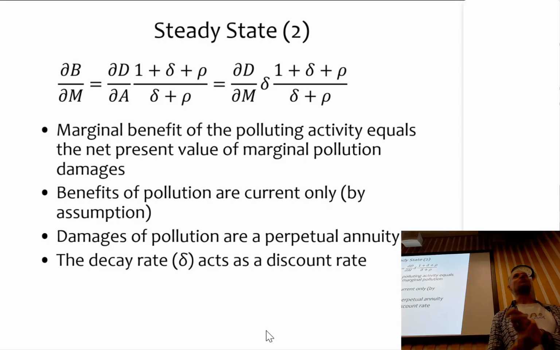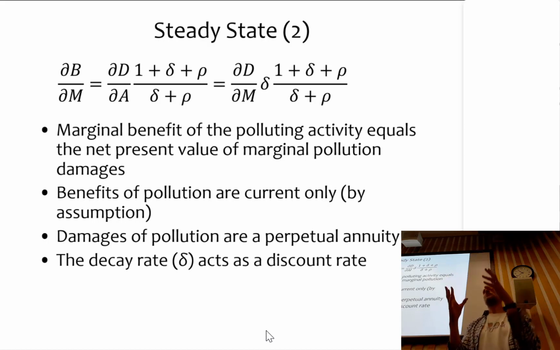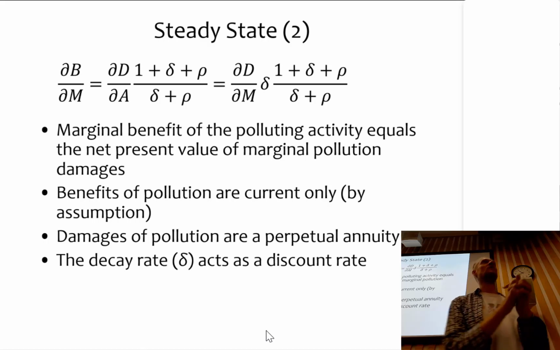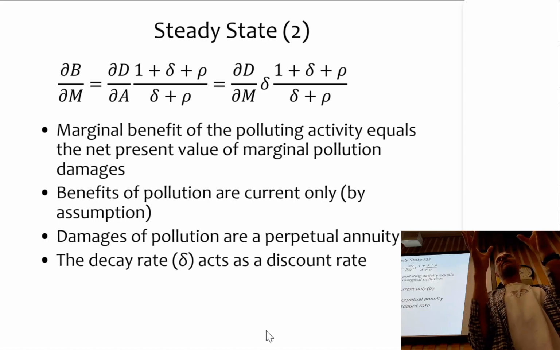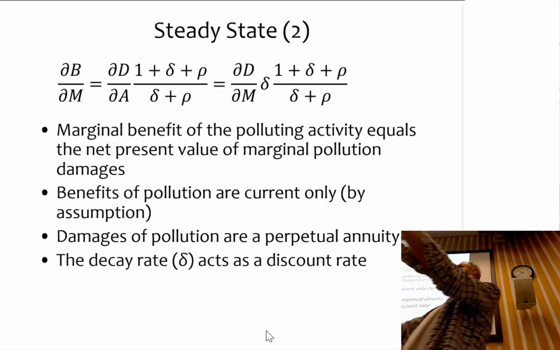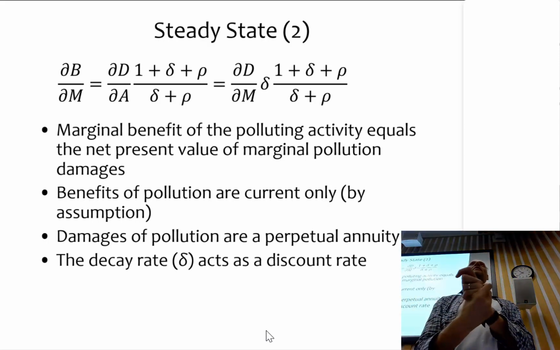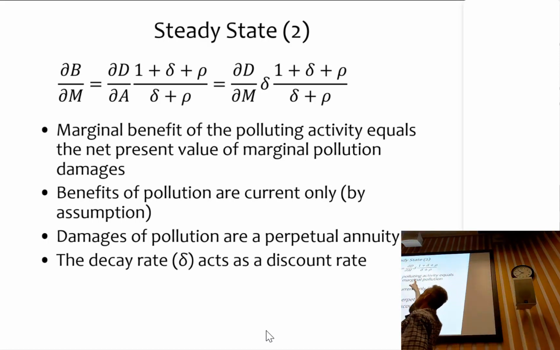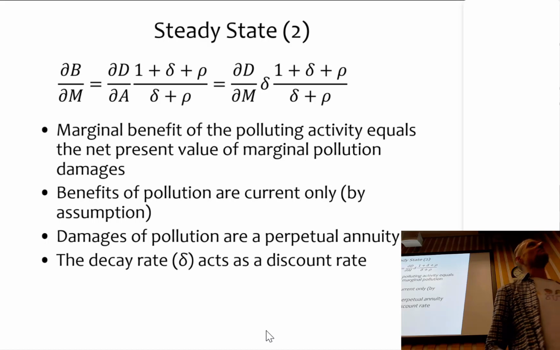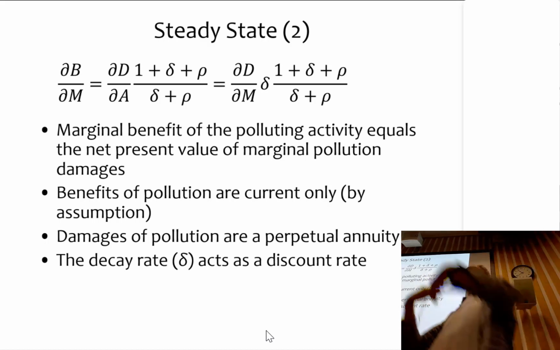That is still the same, but because the pollution now lingers in the atmosphere, or lingers in the soil, or lingers in the water, we're no longer interested in the marginal damages to the environment here and now, but rather we have a stream of those. And because of that, we need to multiply the damage to the environment in the initial period by this term, delta 1 plus delta plus rho over delta plus rho. We essentially need to inflate our damage to the environment because it's not just this year, but it is forever. That is why we need to multiply it.